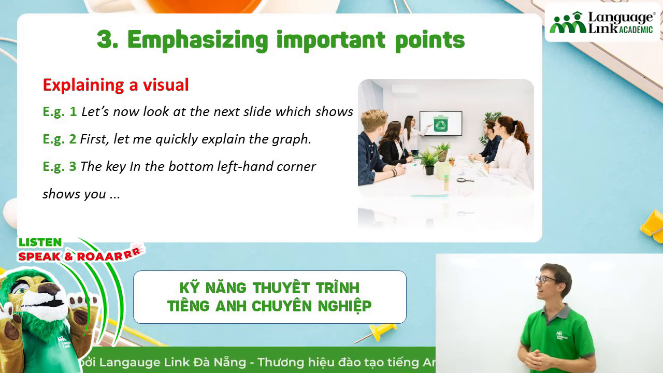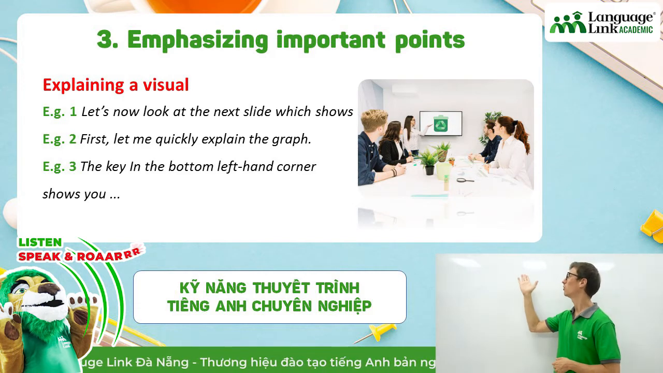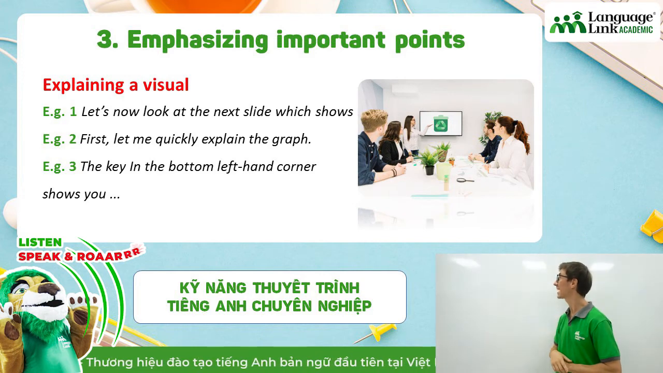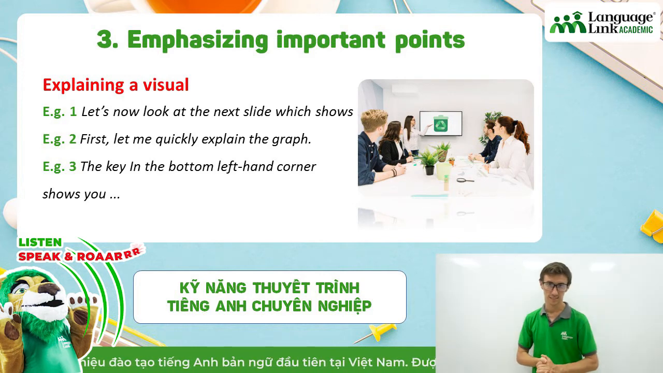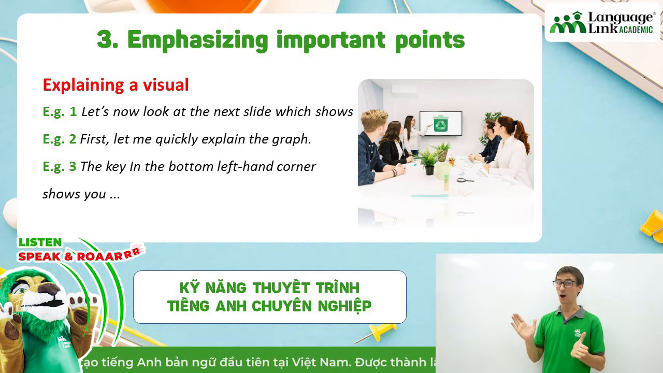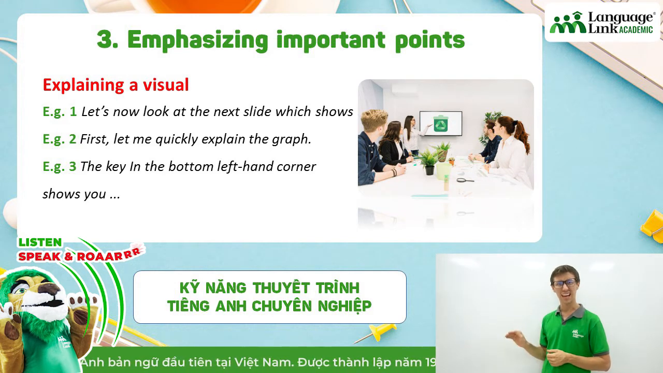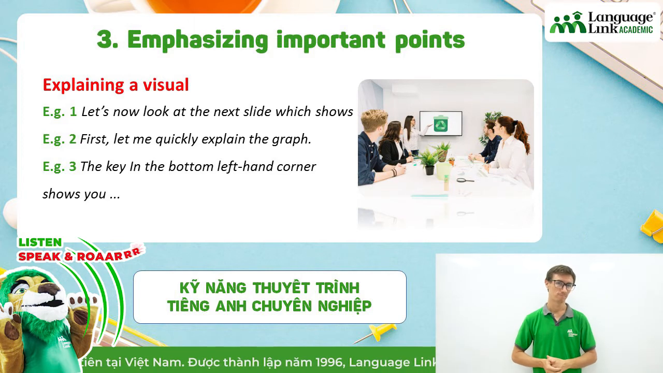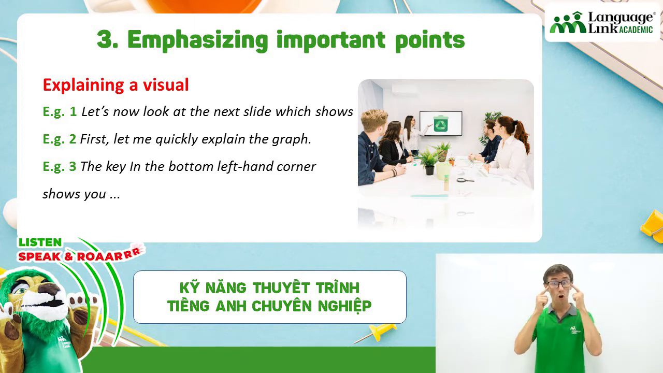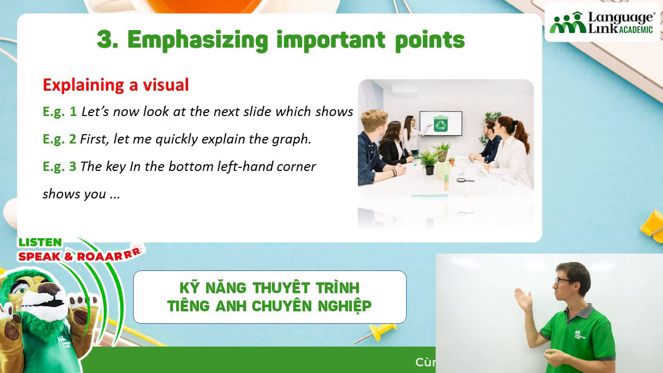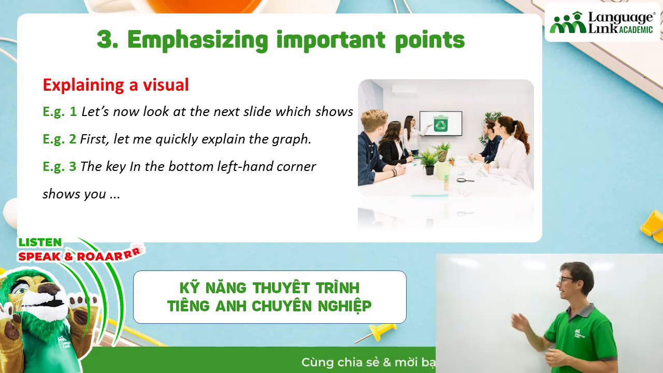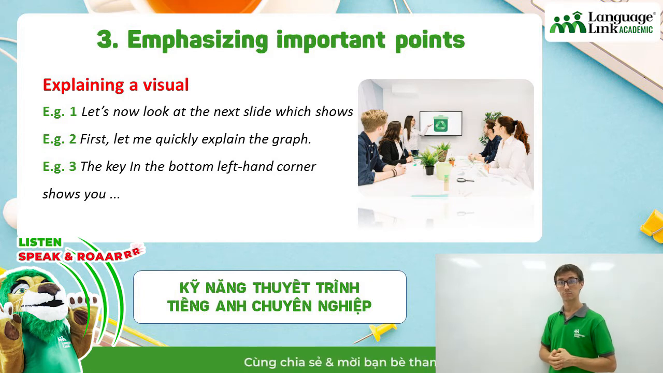You can see that different colours have been used to show, or you can see that different colours have been used to indicate. It's the same. But we are helping our audience to understand the visual information in our presentation. We can even draw their attention to different parts of the screen and say, for example, the key in the bottom left-hand corner shows you.